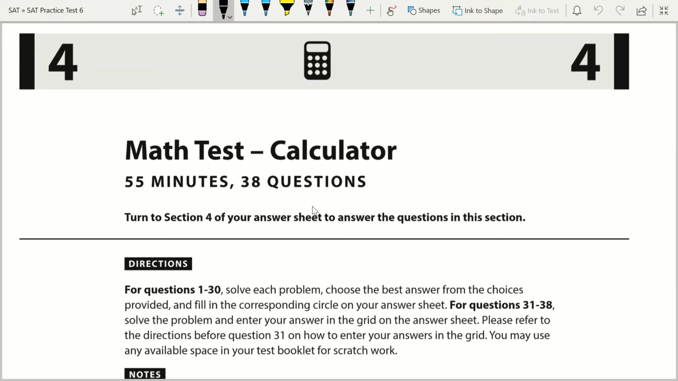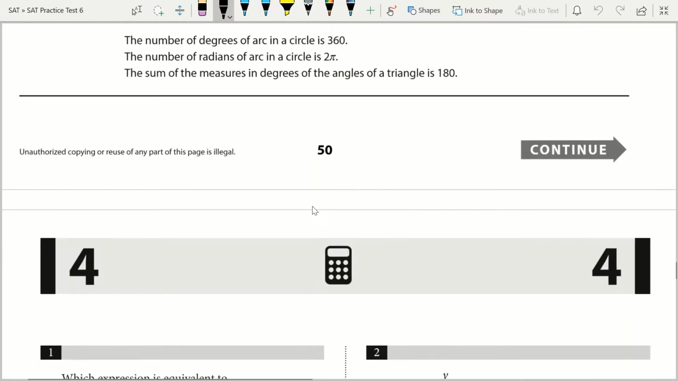Today I'll be taking you through the Math Calculator section of SAT Practice Test 6. I'll be moving through this efficiently and quickly to show you how you can be efficient in your use of time on the SAT Calculator section, and I'll try to complete this in under 35 minutes or even faster to give you an idea of the tricks you can use to move quickly through this section while maintaining accuracy. So let's go ahead and get started with question 1.